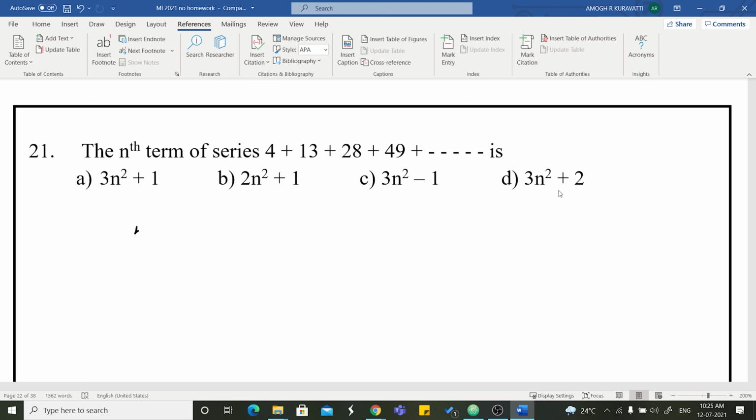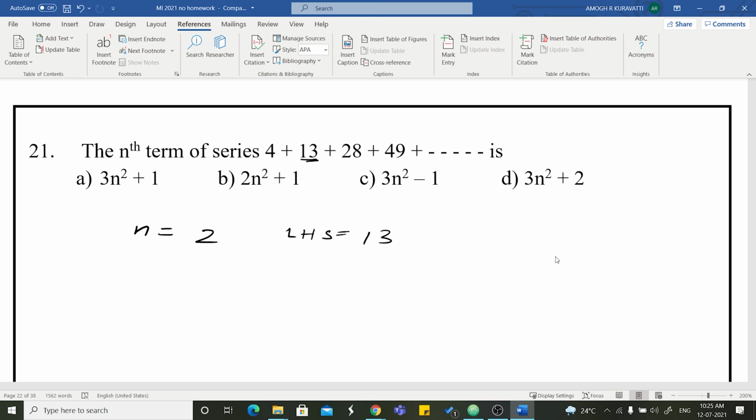Nth term means if you take n is equal to 1, first term; n is equal to 2, second term; n is equal to 3, third term; n is equal to 4, fourth term. So now what do we take? Take any value of n. Take n is equal to say 2. Then n is equal to 2 means which number? n is equal to 2 means second term, 13.